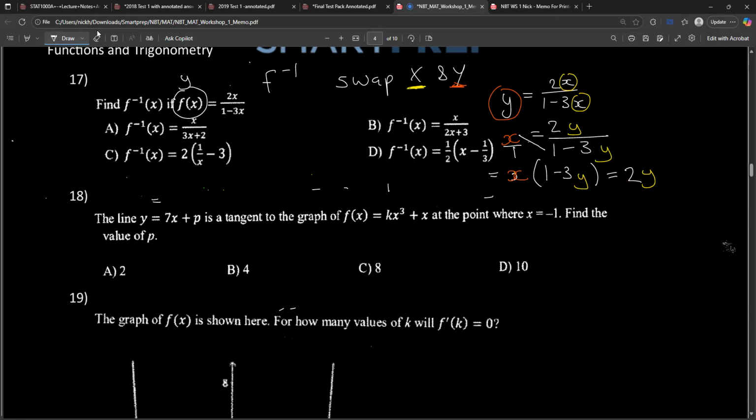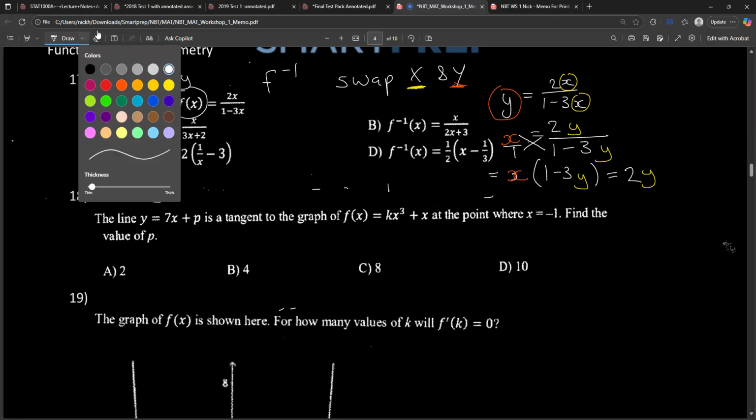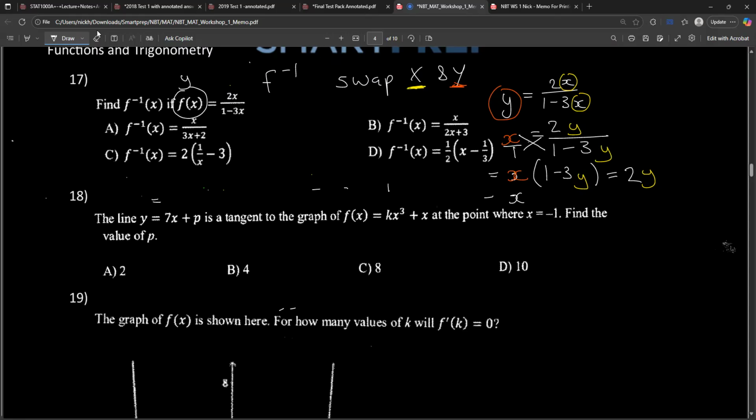10 over 1 is just 10. So that x can be written as x over 1. So the 2y is basically being multiplied by 1, right? And it's staying 2y. Okay, now I can stop with the colors, I reckon. So x times 1 is x. X times negative 3y is negative 3xy.